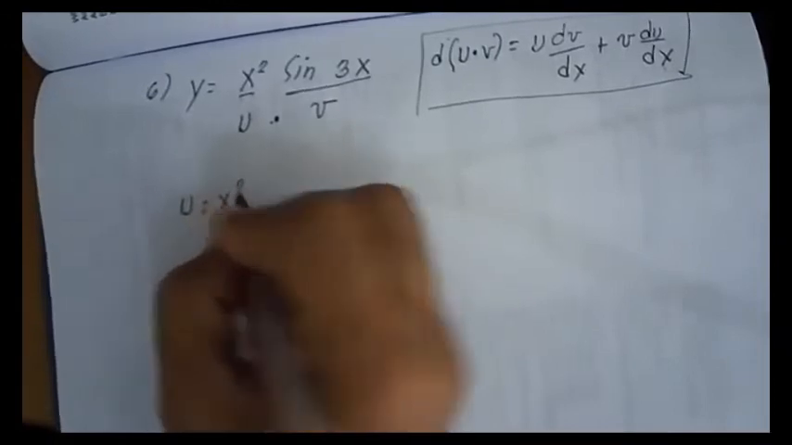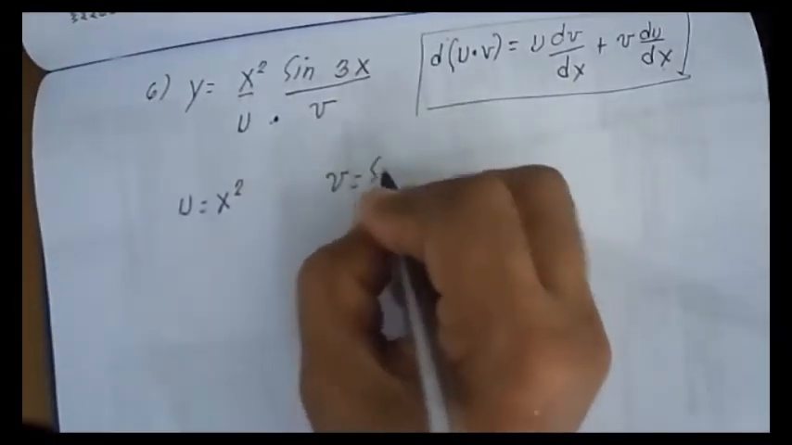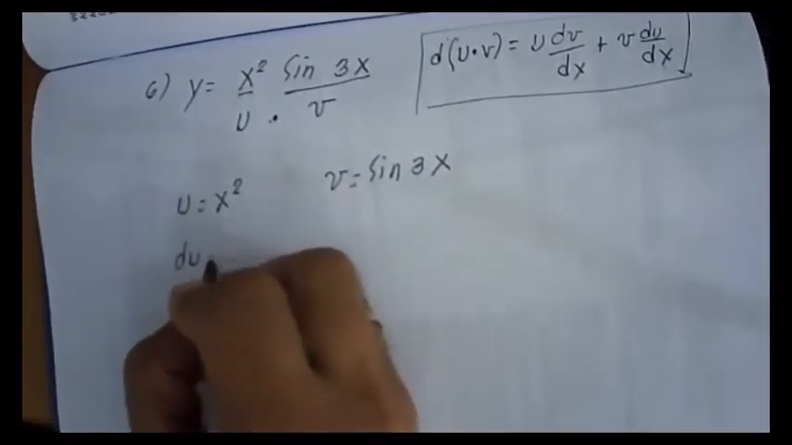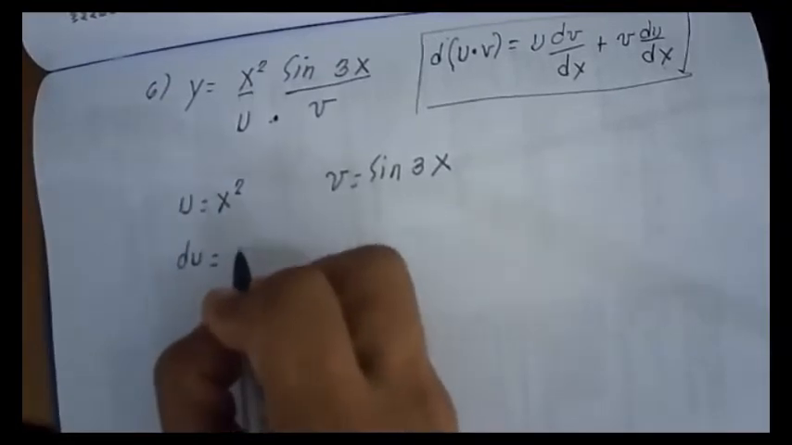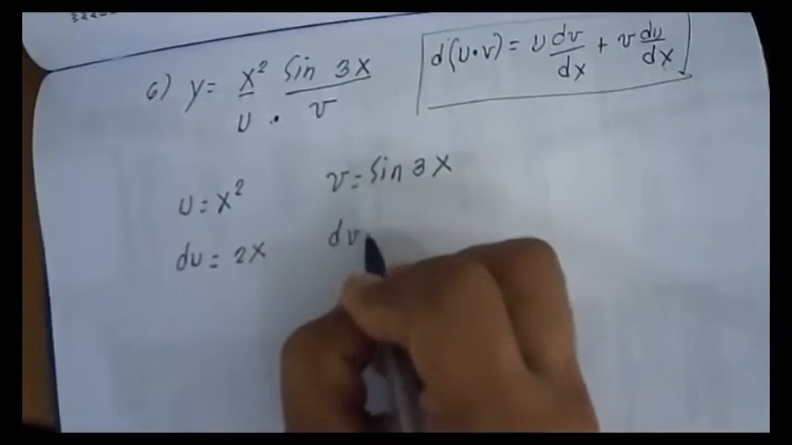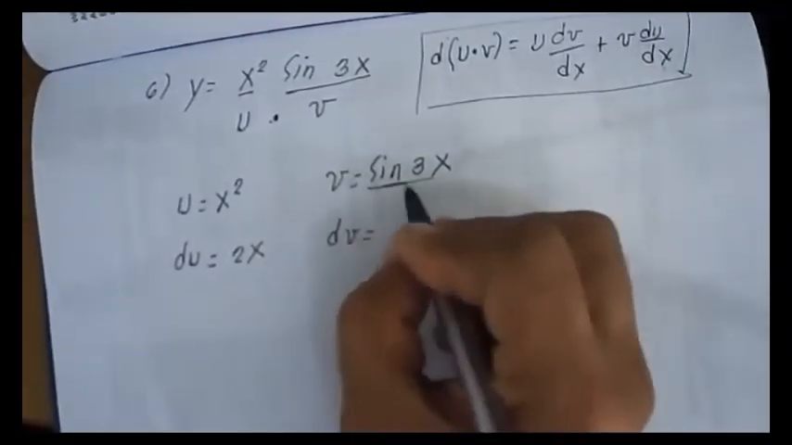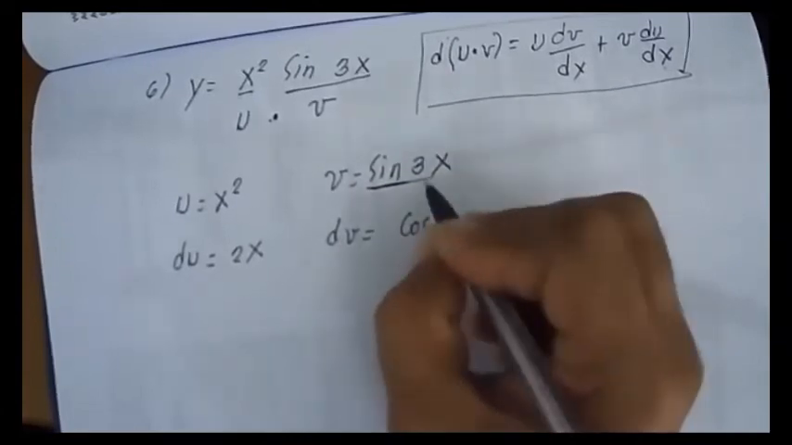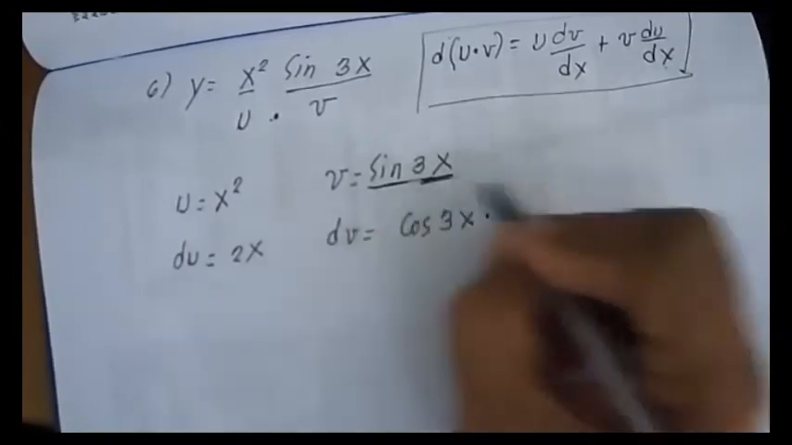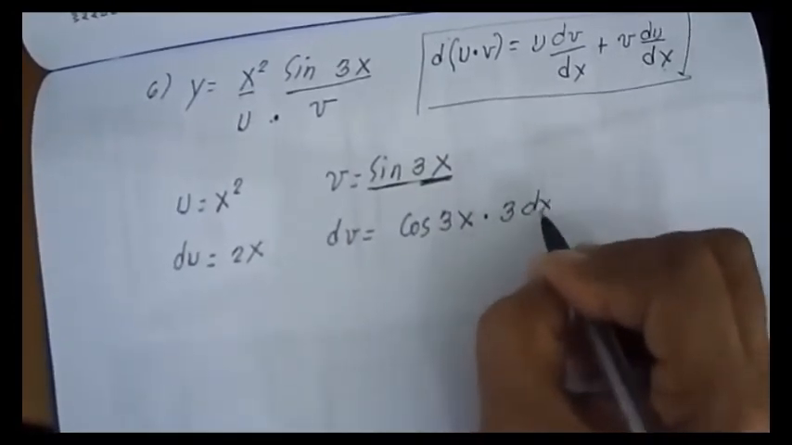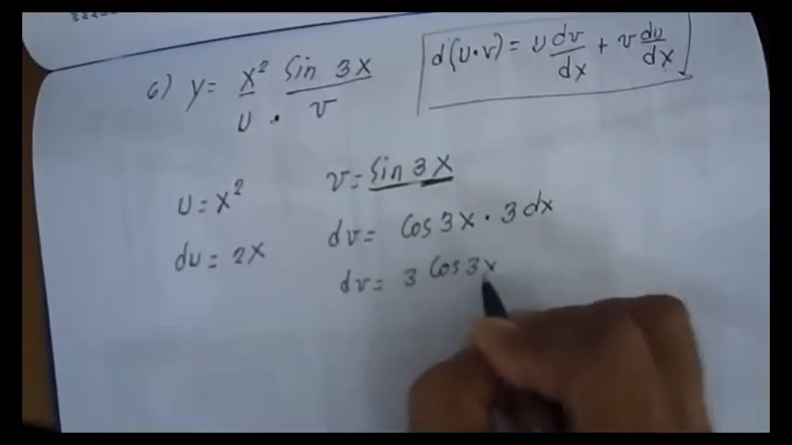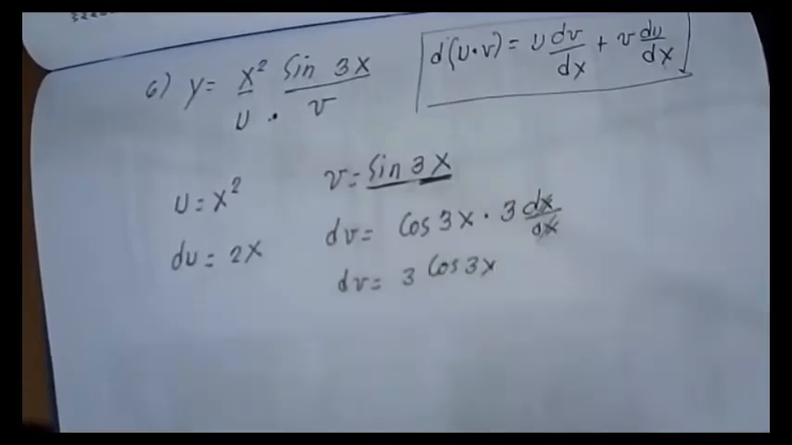So, u is equal to x squared. Ang v natin, sine 3x. Okay? So, du natin dito, derivative ng x squared is 2x. Okay? Derivative ng sine 3x, derivative ng sine is cosine 3x. Derivative ng 3x is 3 dx. So, dv will be 3 cosine 3x. Kasi yung dx dito, mag-cancel na.